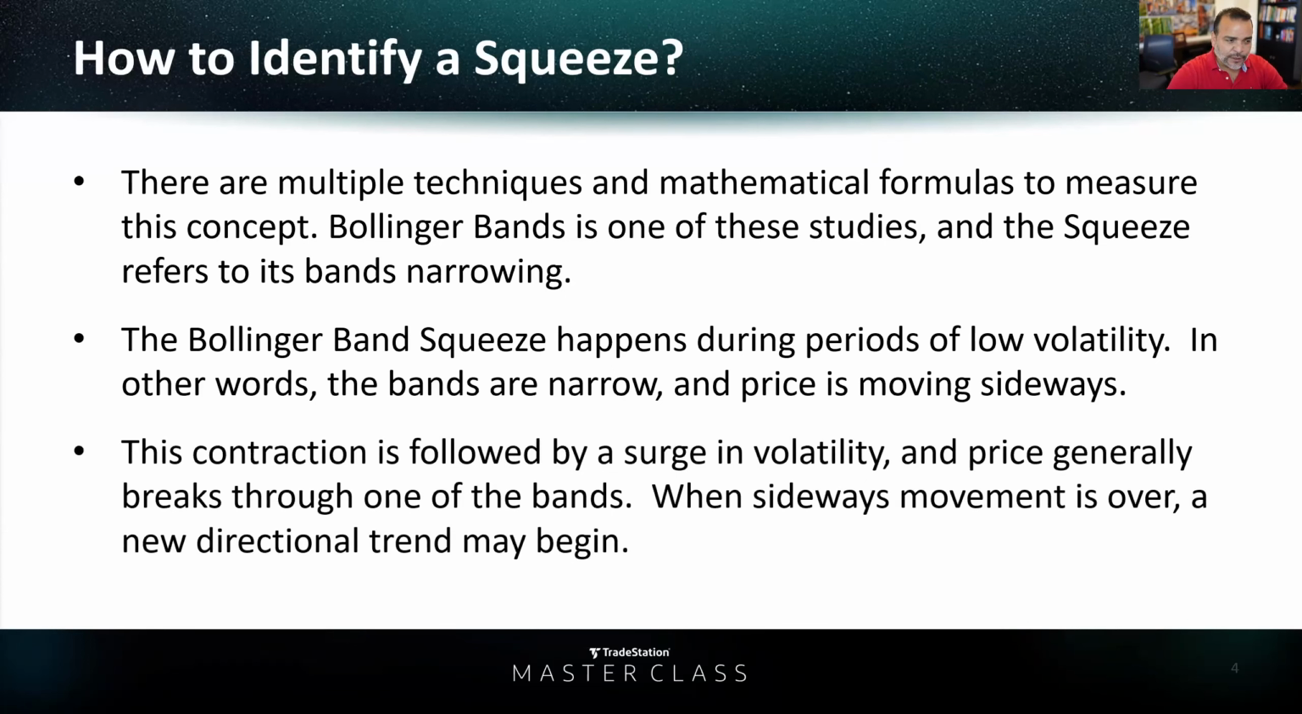The contraction is followed by a surge in volatility and price generally breaks through one of the bands. When sideways movement is over, a new directional trend may begin. So yes, we're looking for that bandwidth effect, where the bands get closer, and if you let your fingers go, they kind of retract to their original place. And the same happens if the bands expand.